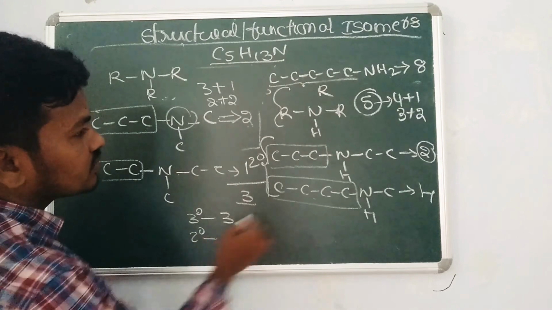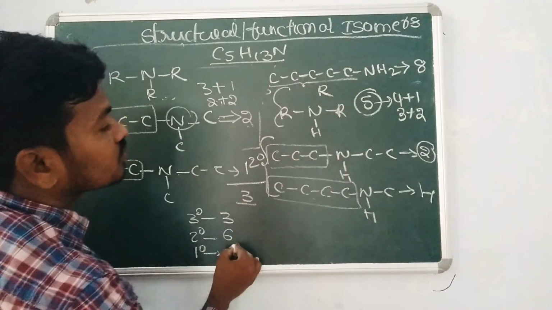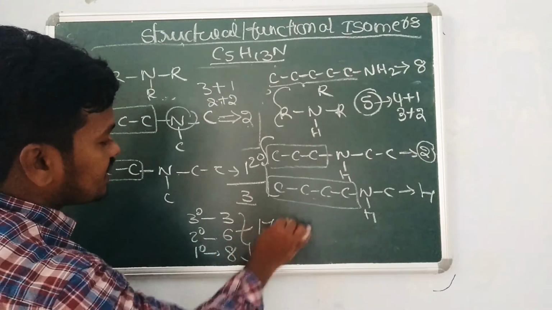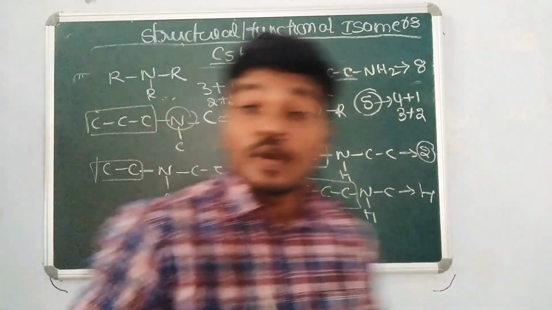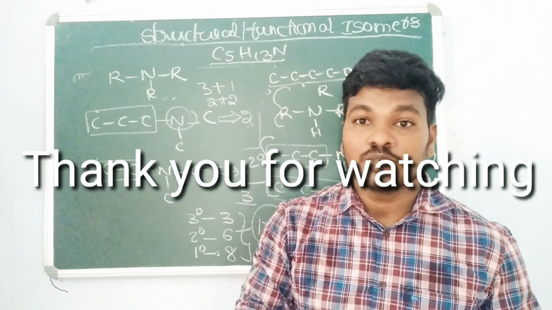Tertiary is 3, secondary is 6, and primary is 8. So a total of 17 isomers are possible. By using this method you can easily calculate the possible structural and functional isomers. Thank you for watching.